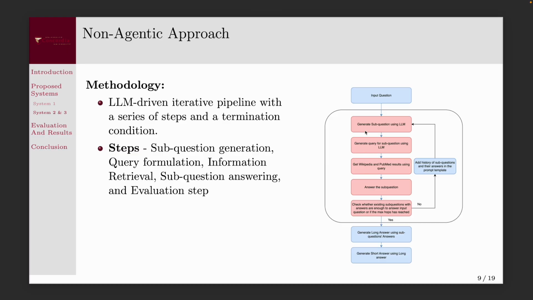So basically, we generate a sub-question from the input question, and we generate a query from the sub-question, which we can use to retrieve information from Wikipedia and PubMed for system 2, and from Wikipedia for system 3. We then condense the information by making use of the LLM to answer the sub-question. And then we have an evaluation step that uses the LLM to evaluate if enough information is already there, or if it requires more information to answer the input question. So that is all the steps we have.